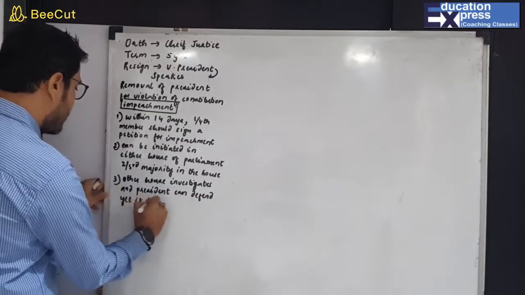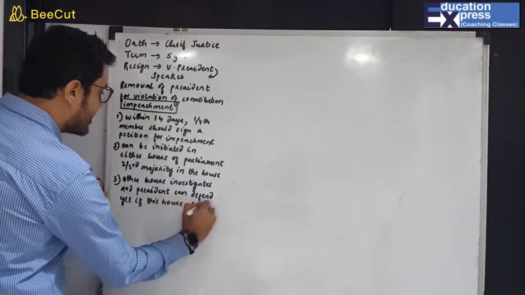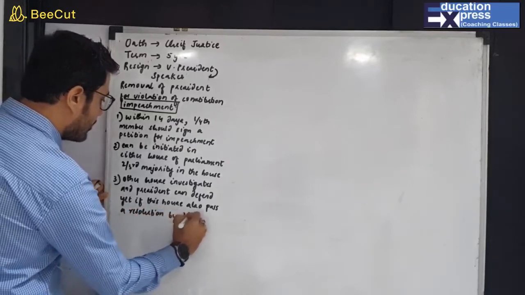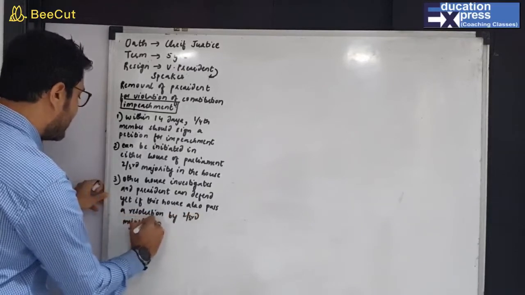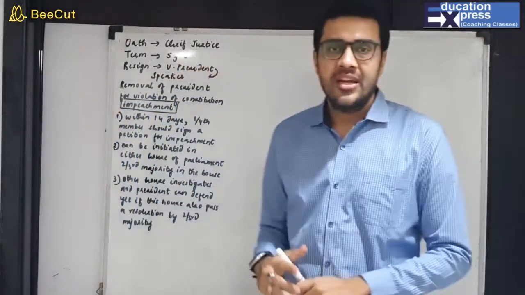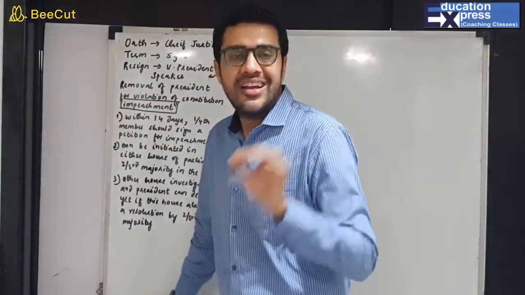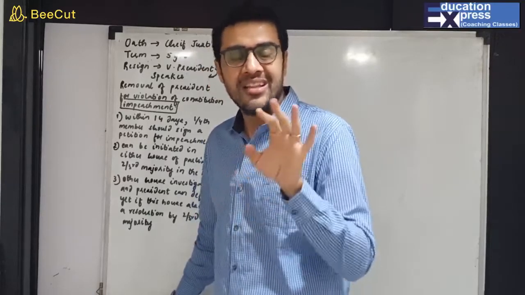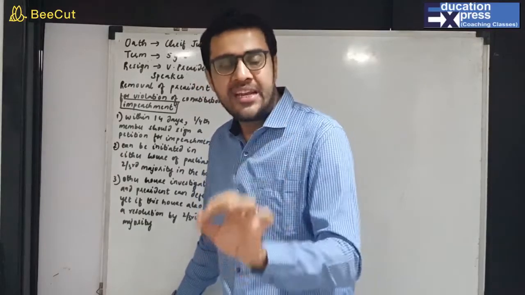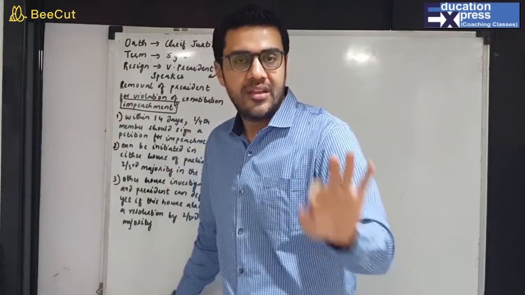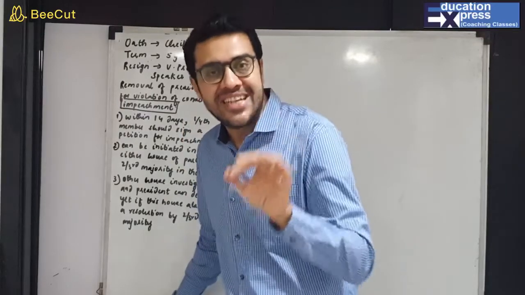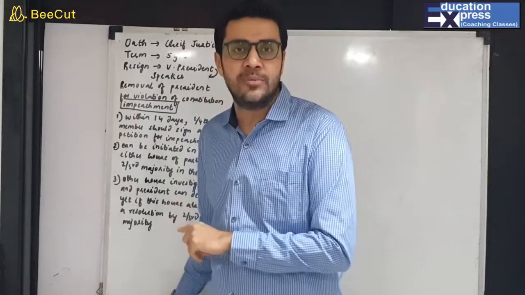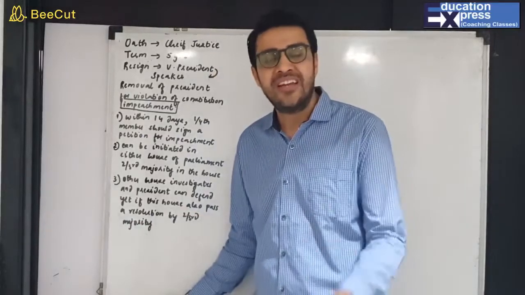Yet if this house also passes a resolution by 2/3 majority, then the president stands impeached. So first thing, to impeach the president, what is it? There has to be a resolution by 1/4 members signing the petition within how many days? 14 days. Then the charge goes in either house of the parliament. There if they pass a majority by 2/3, then it goes to another house. There the charge gets investigated, and the same procedure is followed. The president will be given a chance to defend himself. And if that house also passes a resolution by 2/3 majority, then the president will be what? Impeached.